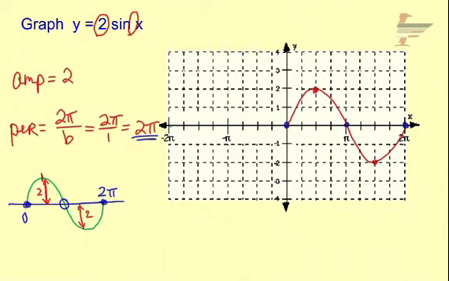So if you ever have a number out front, it does affect whether it's going to be a taller graph or a shorter graph, but it's going to look like this.